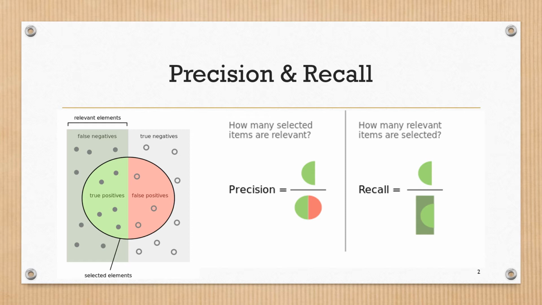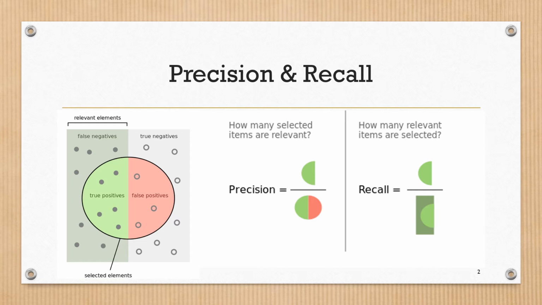As you can see on the left of the screen, all small dots represent data objects, where the dark dots represent one class and the white dots represent another class. Assume the dark dots represent the class relevant to our search, and the white dots represent the class irrelevant to our search.